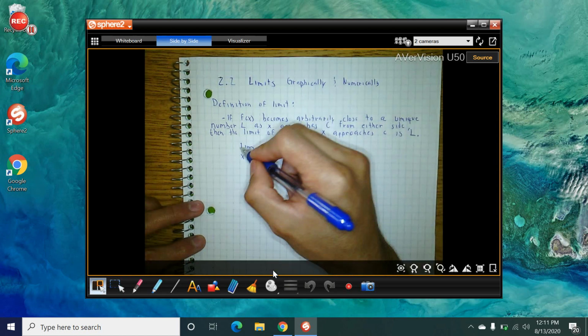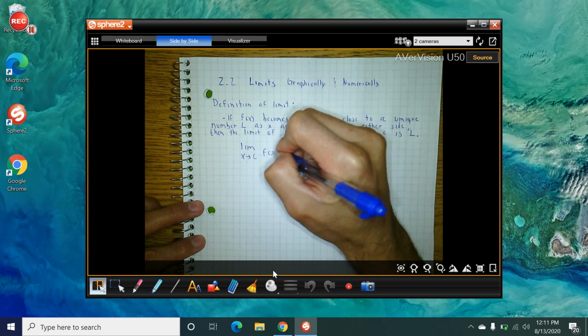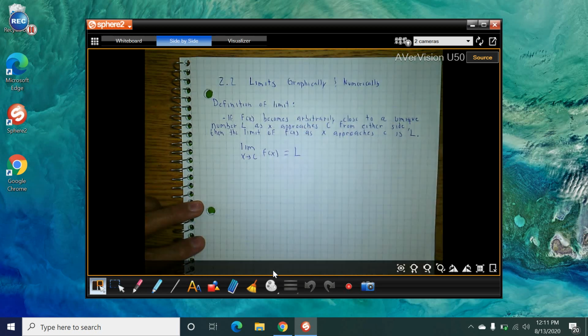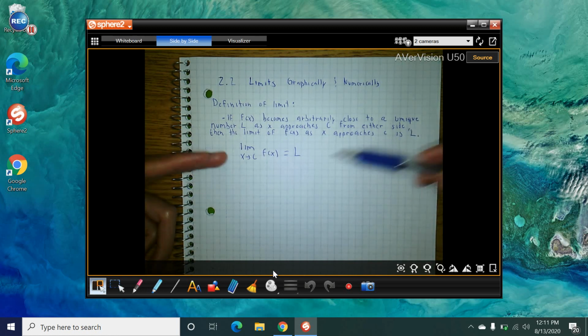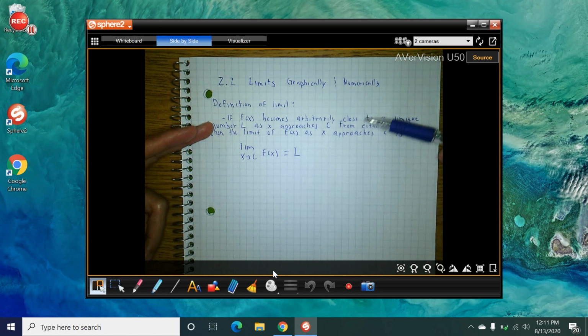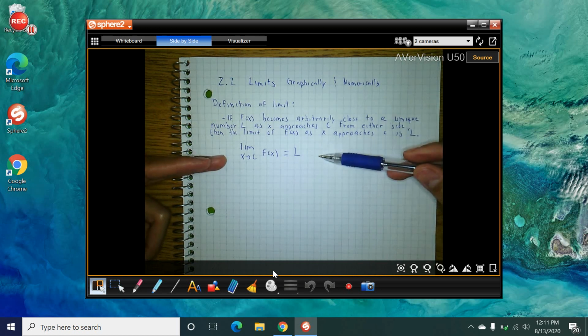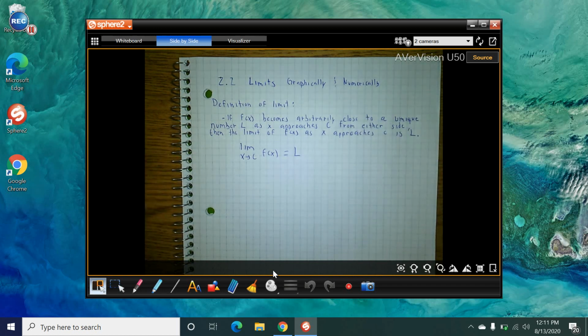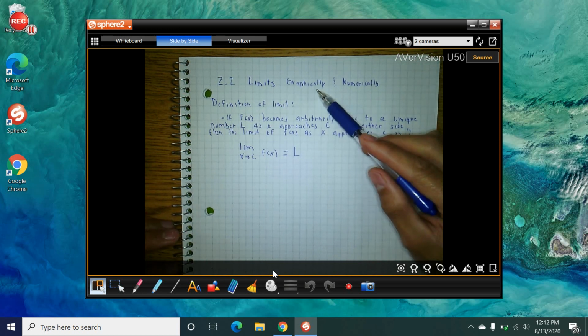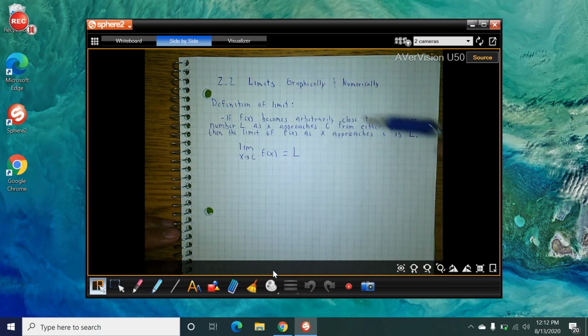So the limit as x approaches c of a function, so you have to be given a function, is equal to L. Now we're calling it L just because of a limit, right? So this right here is a translation of that. It's just written in very, very short format instead of writing all these sentences. But what does this really mean? The easiest way to understand limits is to start out with a graphing approach so that you can dissect what this means. So that's what we're going to do.